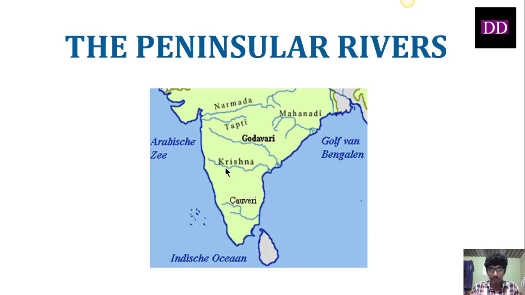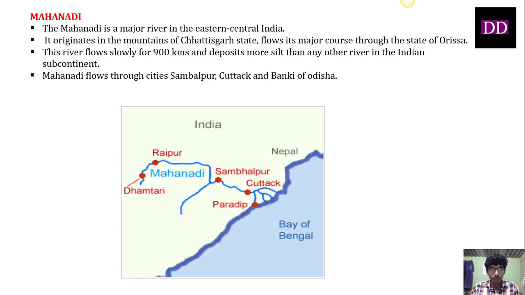Next we move on to the Peninsula Rivers. These are all the Peninsula Rivers: Narmada, Tapti, Mahanadi, Godavari, Krishna, Kaveri. Let's see one by one. First one is Mahanadi. Mahanadi is located in east and central India. It originated in Chhattisgarh but flows in Odisha. This is Odisha, and it originated in Chhattisgarh. And it is the most deposit.